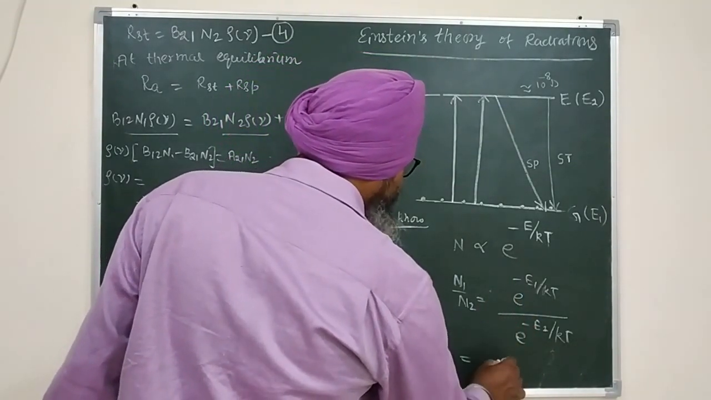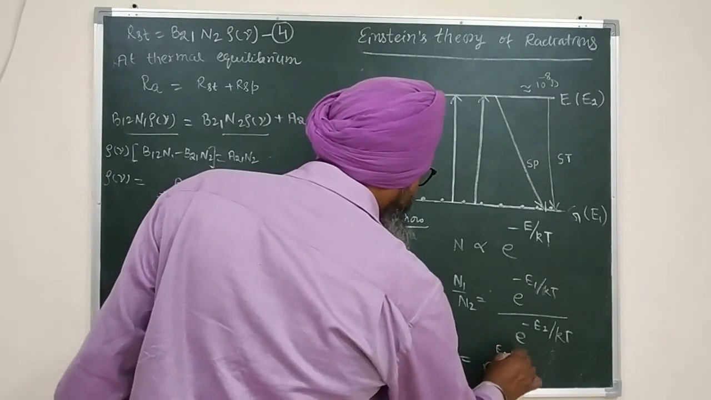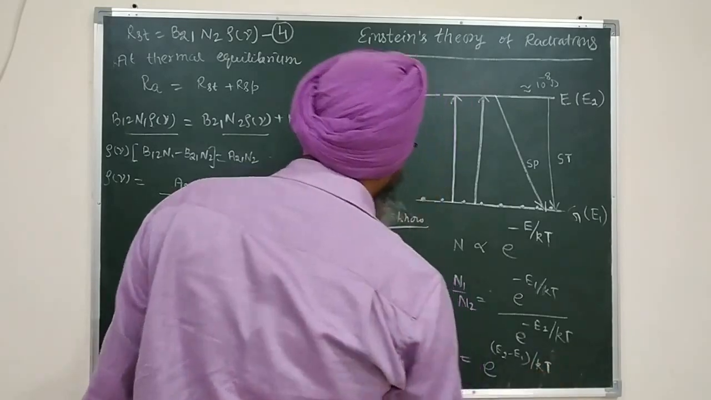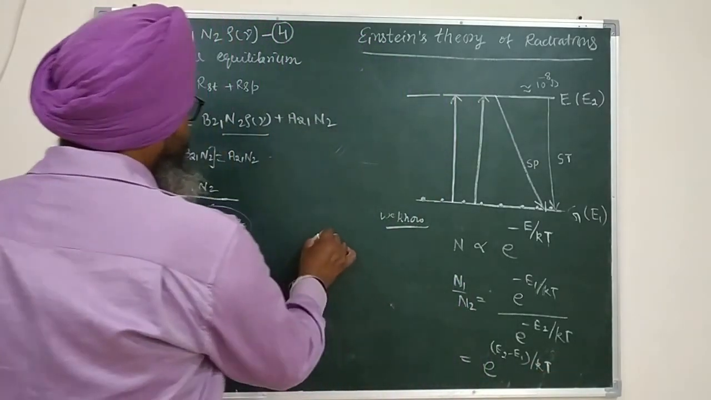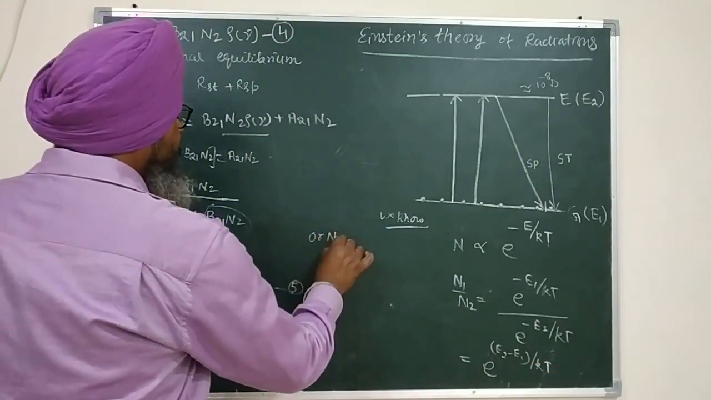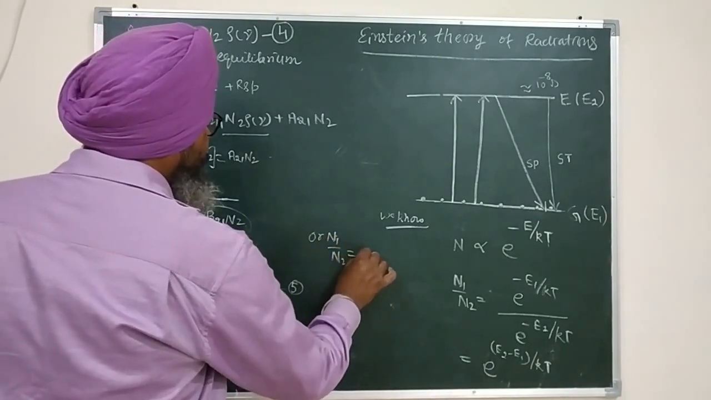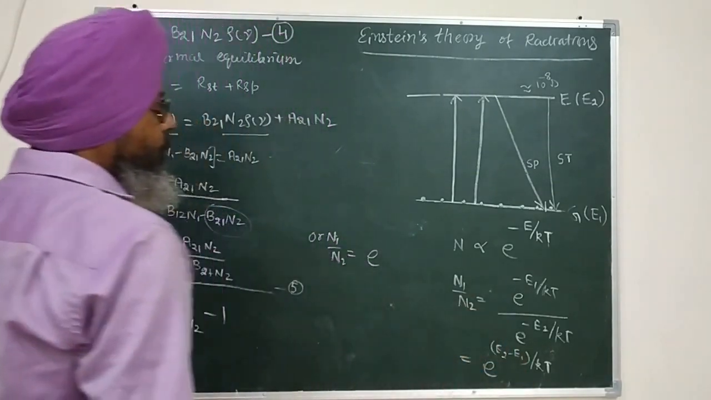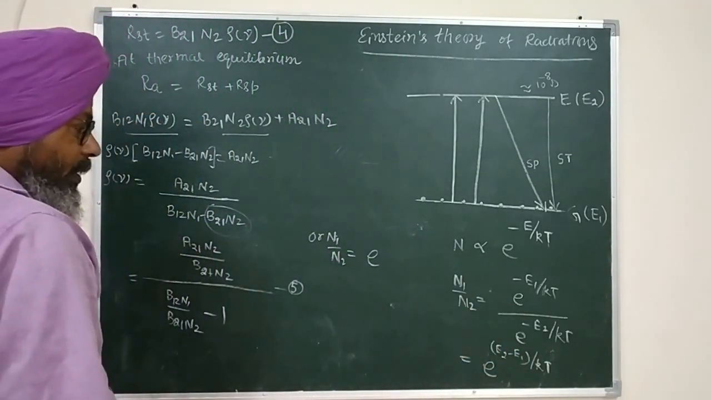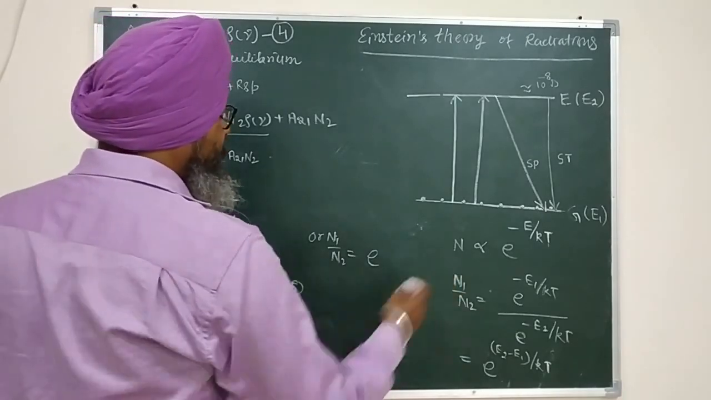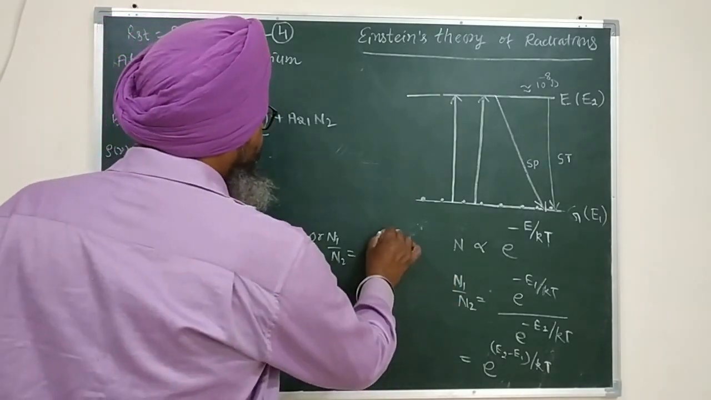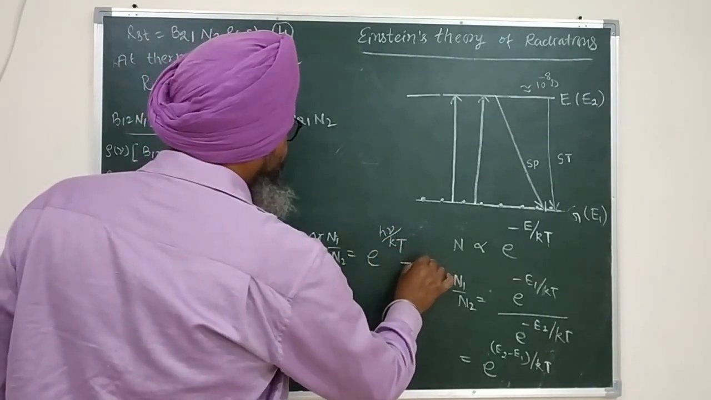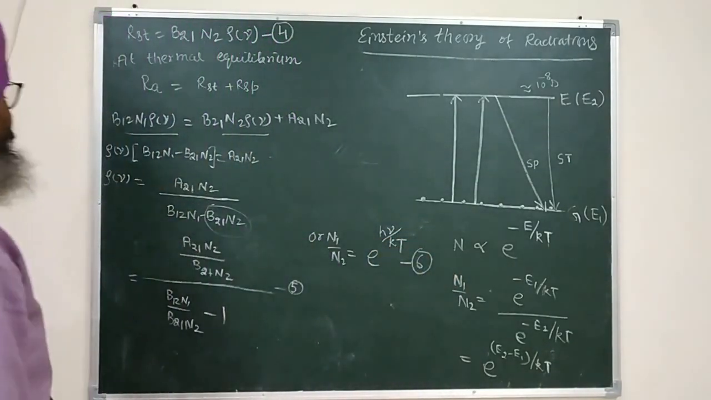So it will become e raised to power (E2 minus E1) upon KT, or N1 by N2 is equal to e raised to power, since E2 minus E1 is equal to h nu, you can see equation 1 which I just erased, it will become e raised to power h nu upon KT. Let us say this is equation number 6.